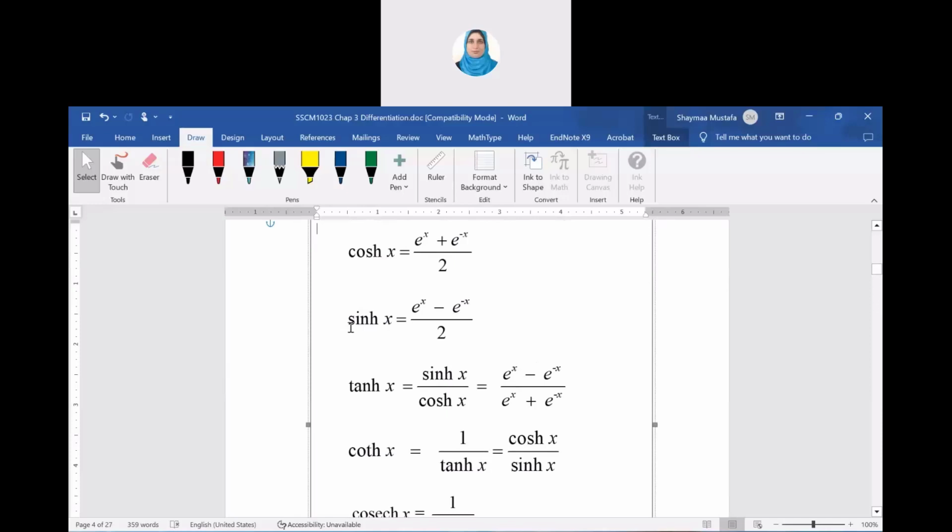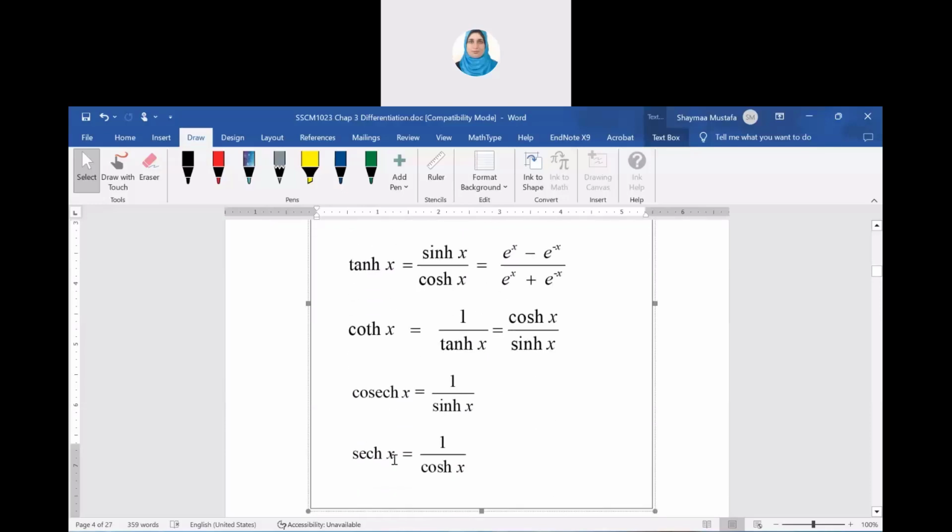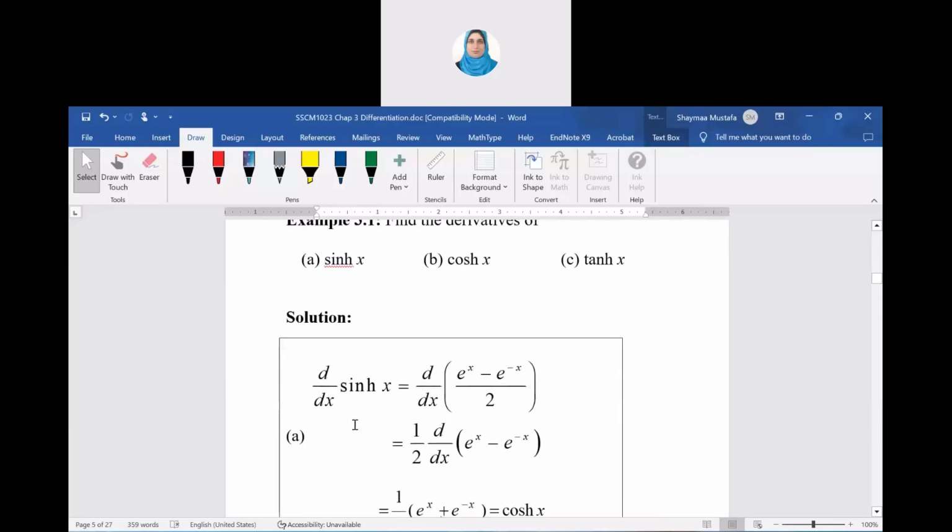So to find the derivative for sinh x with respect to x, I have to find the derivative for this function. So for sinh x, you need to find the derivative of (e^x minus e^(-x)) over 2.